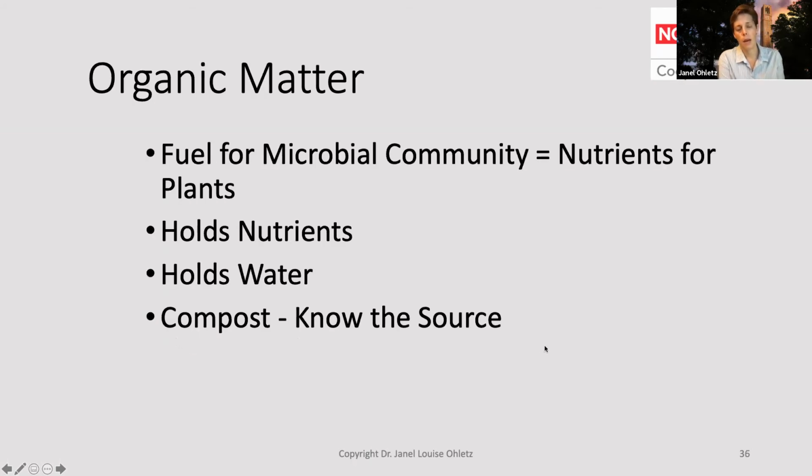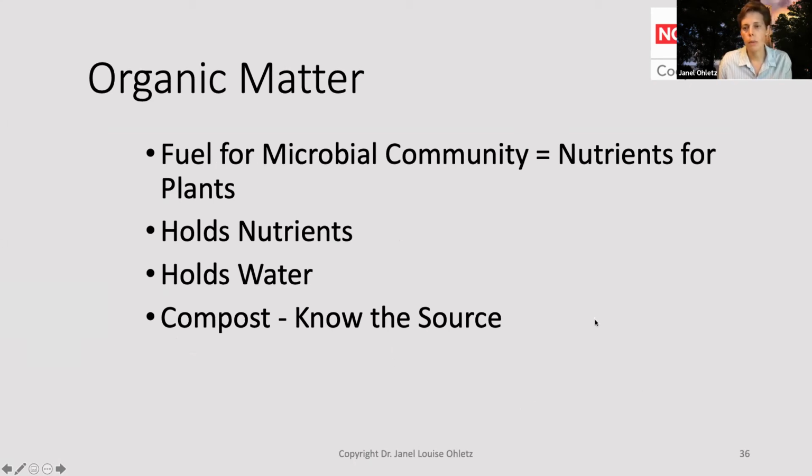And organic matter, as I've said, build the organic matter because this is the fuel for the microbial community, which equals plant nutrients. They can also hold on to the nutrients until they're slowly released by the decomposition process. And so they're like a bank account for the nutrients. If you have that organic matter there, it will slowly release those nutrients that were part of it as it grew when it was alive. It's like a sponge, it holds on to water.